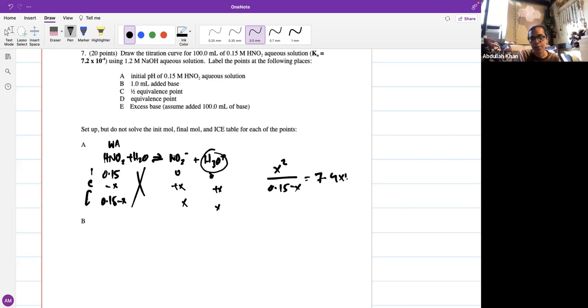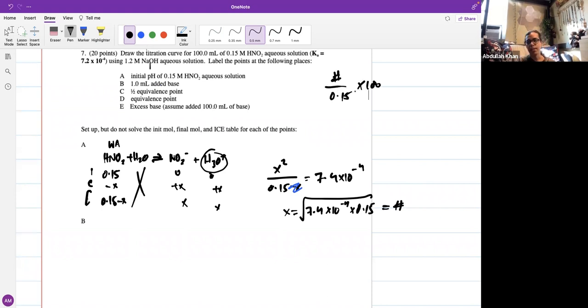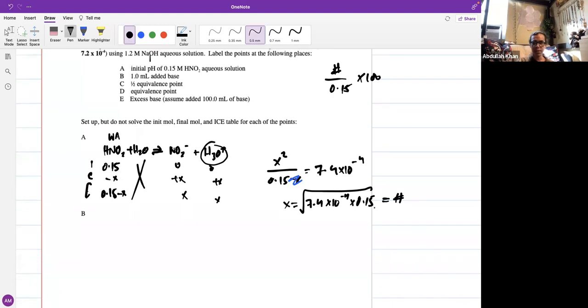7.2 times 10 to the negative 4. That's on the cusp of being small enough for the small x approximation or not. Let's just go ahead with the small x approximation. And so X is the square root of 7.4 times 10 to the negative 4 times 0.15. If you do the 5% test, I think it will check out. Take that number and divide it by the 0.15 initial value times 100 and see if it's less than 5%. I think it will be. But great. So that's your thing.